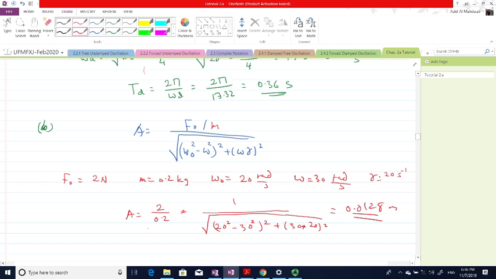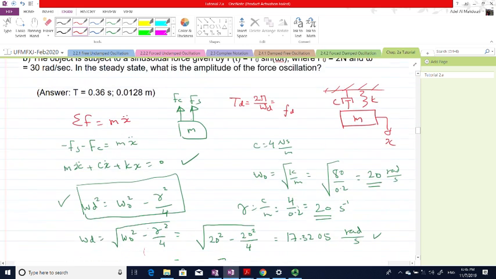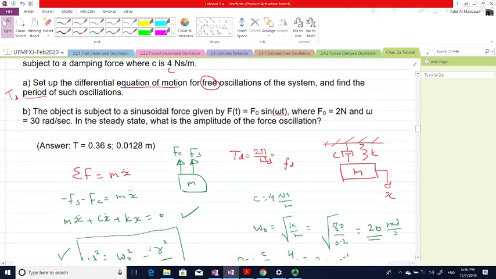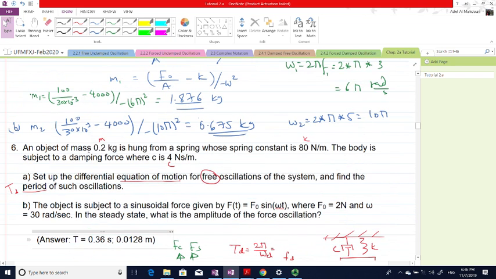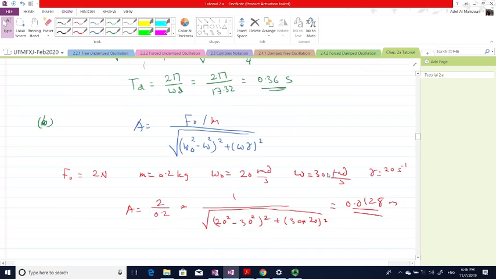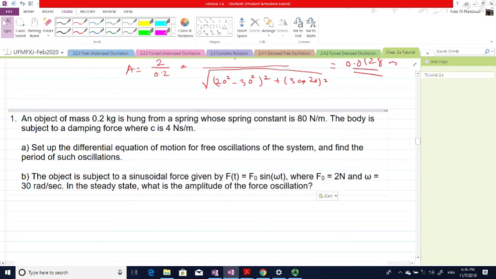But there is another way to solve this one. Maybe you forgot about it, okay? We will put the damping frequency, then we can find the solution for part A and B. So there is an alternative solution for that. Let me copy the question, then we'll do it in another way. Both ways are correct if you'd like to solve it, but don't mix the formulas, okay?